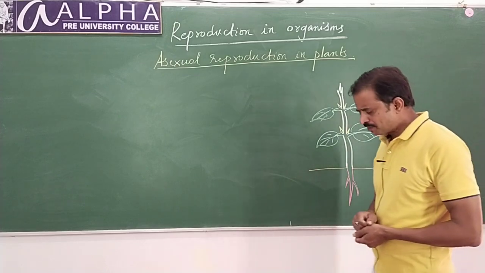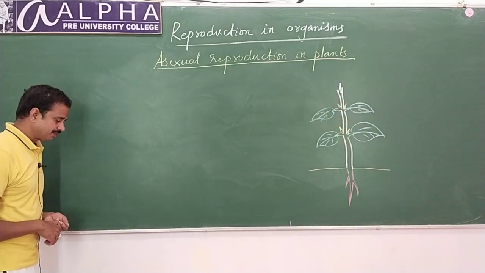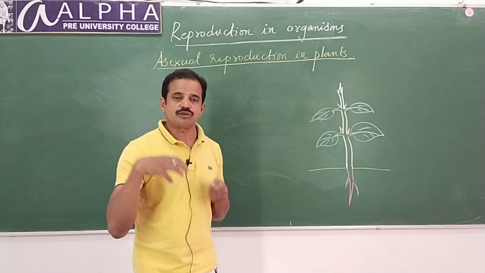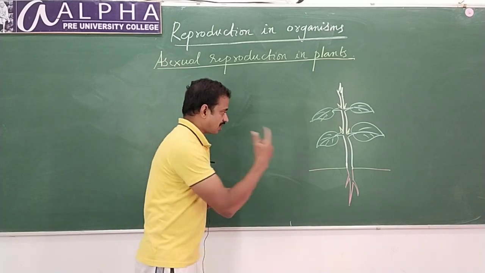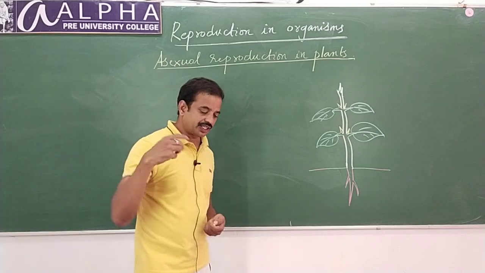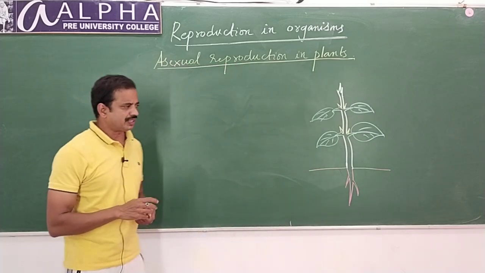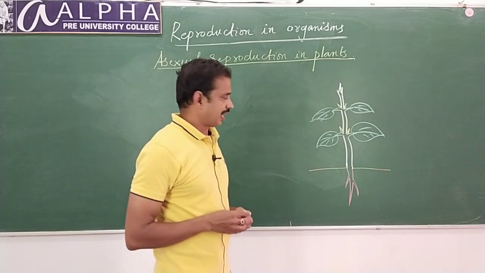So I think you need to have some basic information regarding the structure of the plant. Already I have discussed that in my second video, but still I need to correlate asexual reproduction in plants with the structure of the plant. I mean the structures which are involved in asexual reproduction in plants. So I need to recap the information yet again in this class.